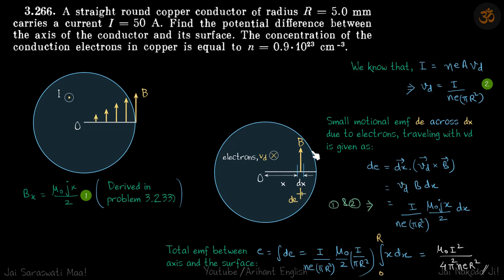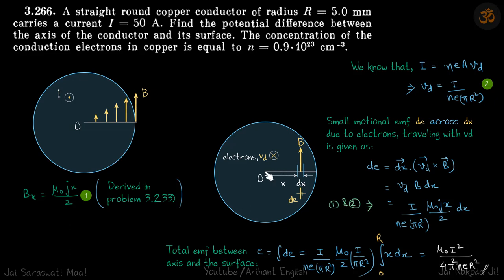So here dx and B are perpendicular, and so this becomes Vd into B into dx. From 1 and 2, we put the value of B and we put the value of Vd here, and we get this. So total EMF between the axis and the surface, we are going to integrate this result, and limits should be from 0 to r, and we get our answer.